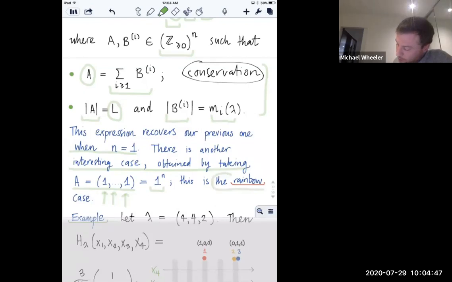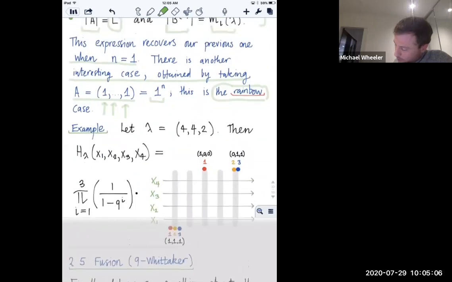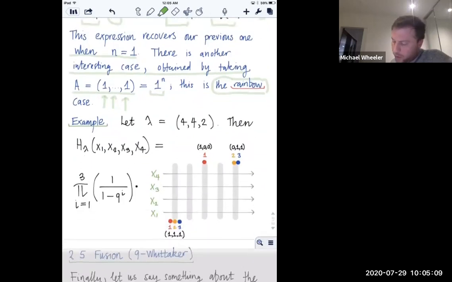To take a phrase from the long paper that we have with Alexei, we refer to this as the rainbow case, because you have exactly one of each of the colors in the partition function you're looking at. I've done a little example here, which hopefully will make it clear how things work. The example is lambda equal to 4, 4, 2. So this is our partition. And we're going to look at the Hall-Littlewood polynomial in 4 variables. So I have 4 variables, so I'm going to have 4 rows.